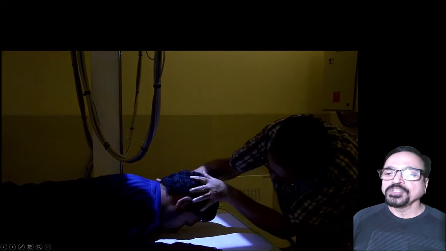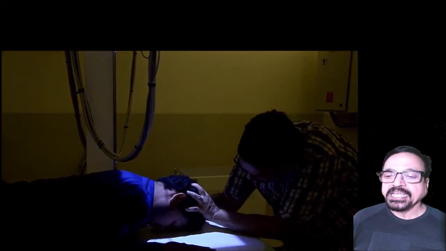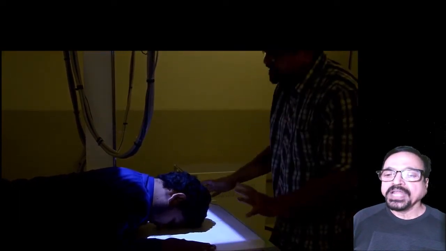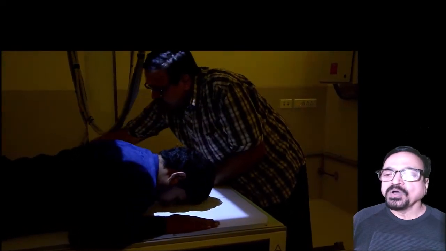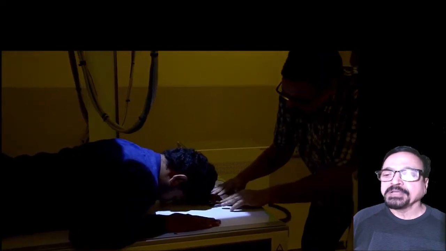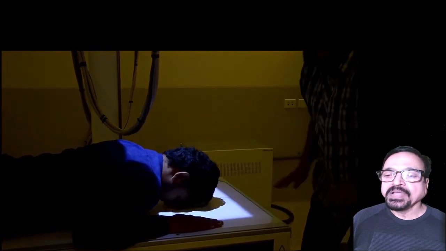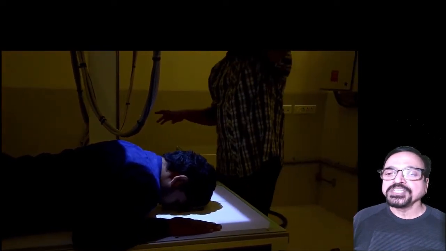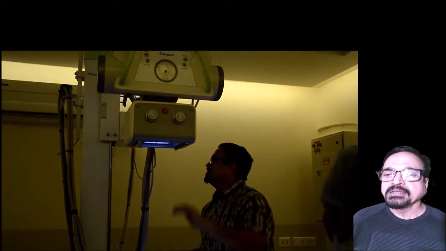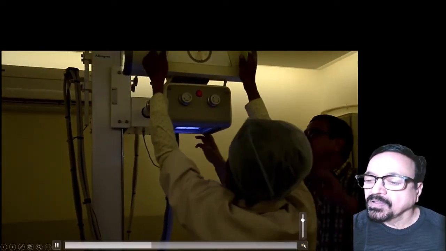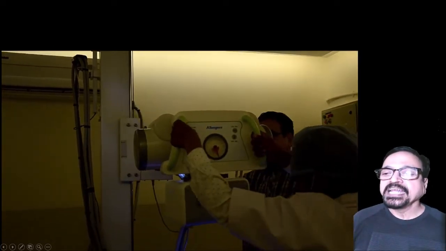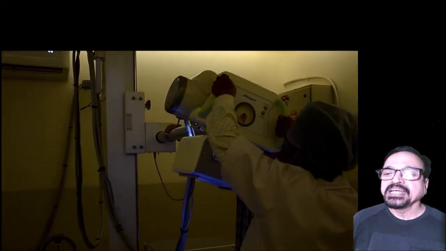Patient is in prone position. Yes, the forehead and nose touch the cassette so that the orbitomeatal line is perpendicular to the IR. Now these are certain hygiene procedures you have to follow. There has to be something below the chin, and now the angulation is given as per the requirement.